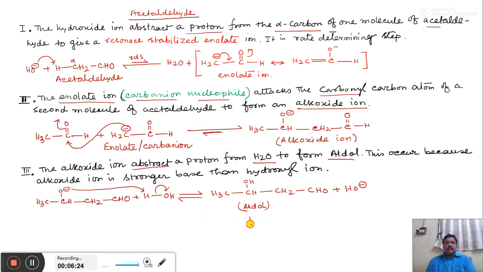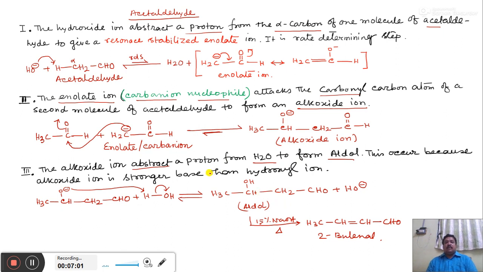Now, in presence of 15% NaOH, this aldol undergoes dehydration reaction to form H3C single bond CH double bond CH single bond CHO, whose name is 2-butenal. This is the mechanism of how acetaldehyde can form aldol.